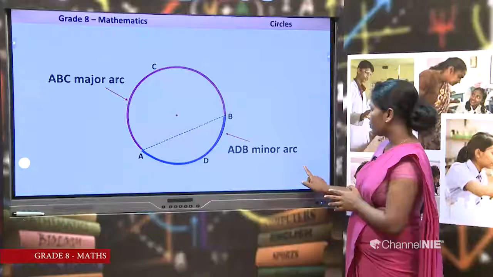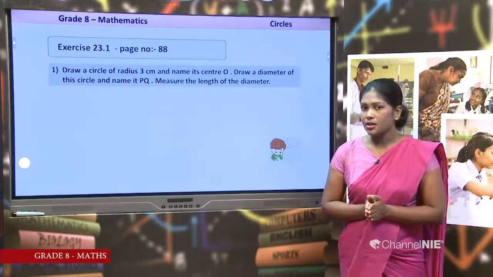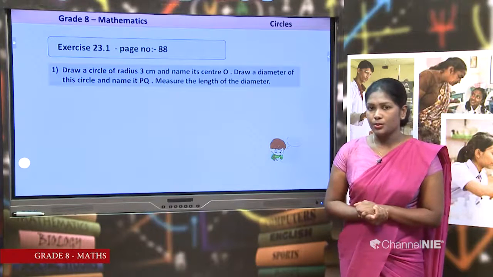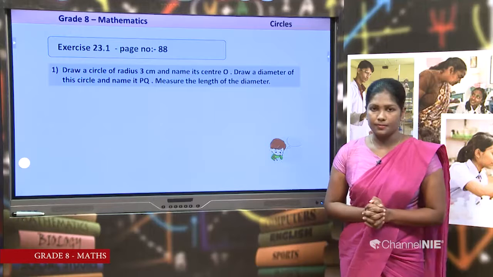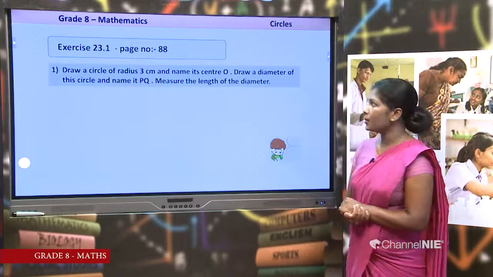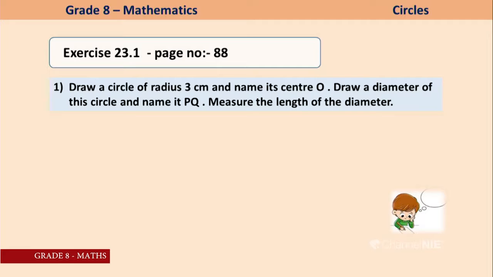So next move to the exercise. Now take out your textbook and also writing book. Then you can do this exercise with me. Read the question. Exercise 23.1, page number 88. First question. Draw a circle of radius 3 centimeters and name its center O. Draw a diameter of this circle and name it PQ. Measure the length of the diameter.